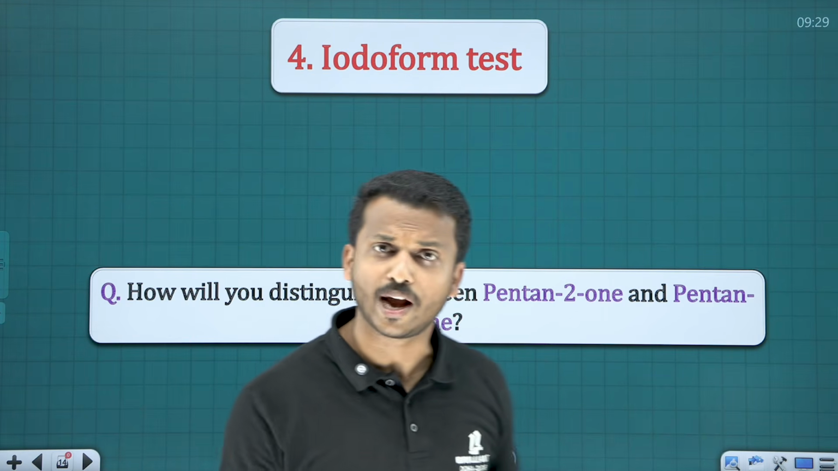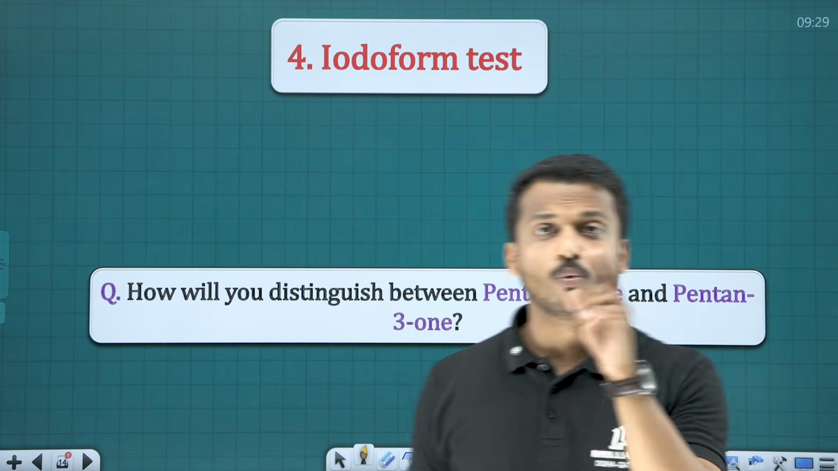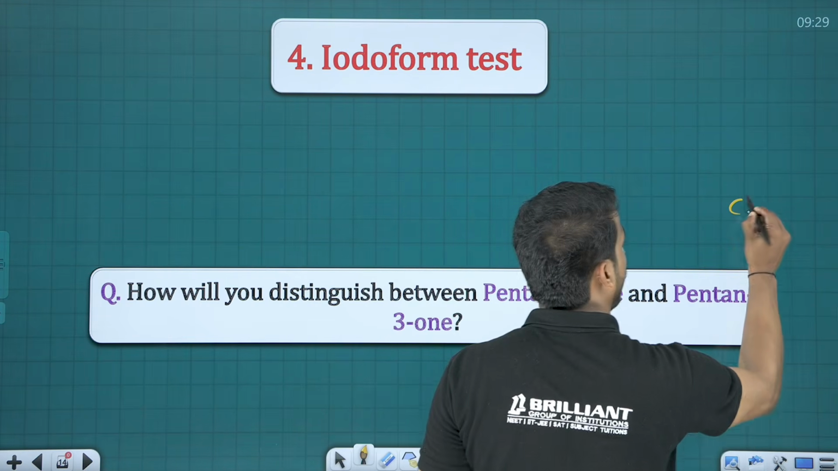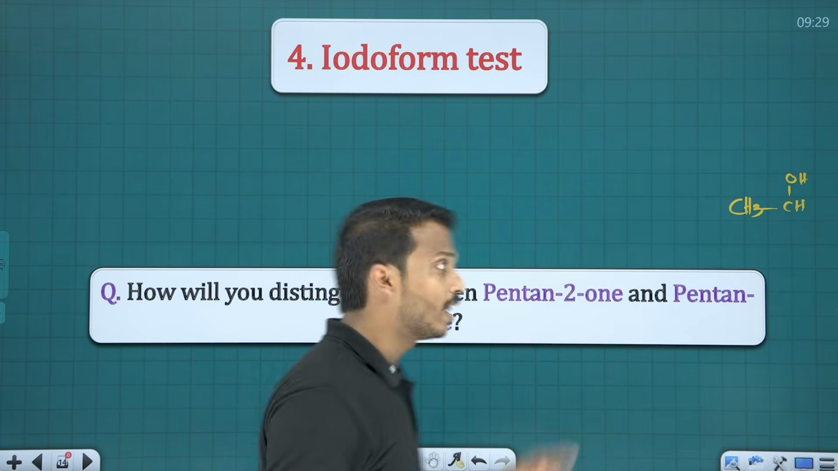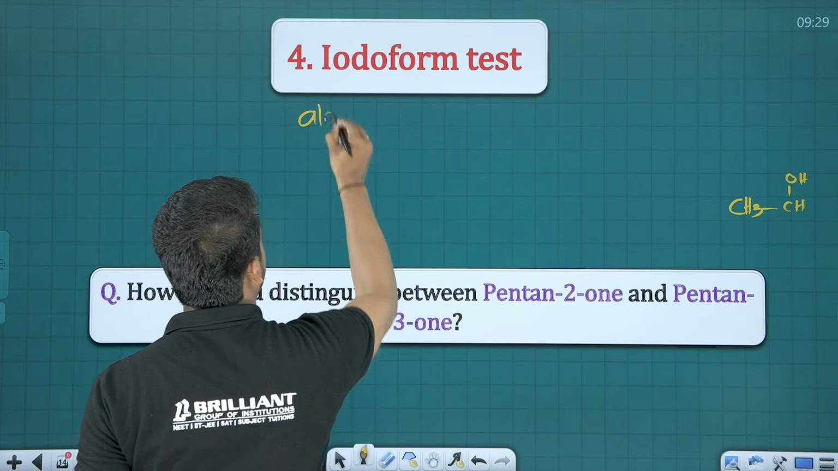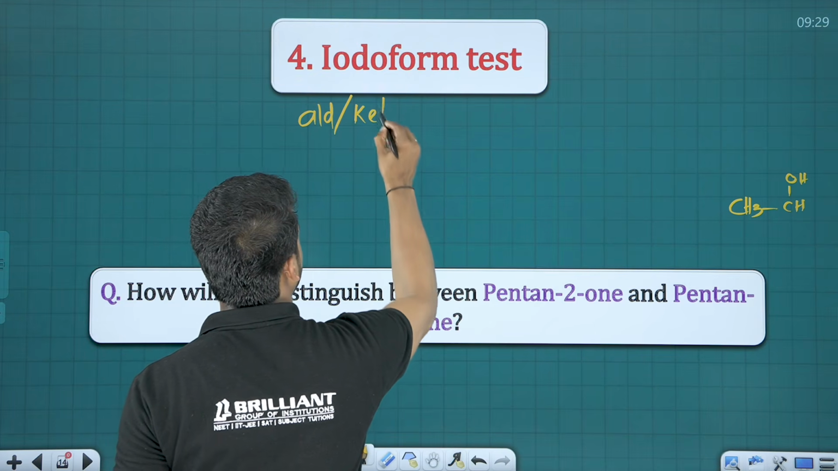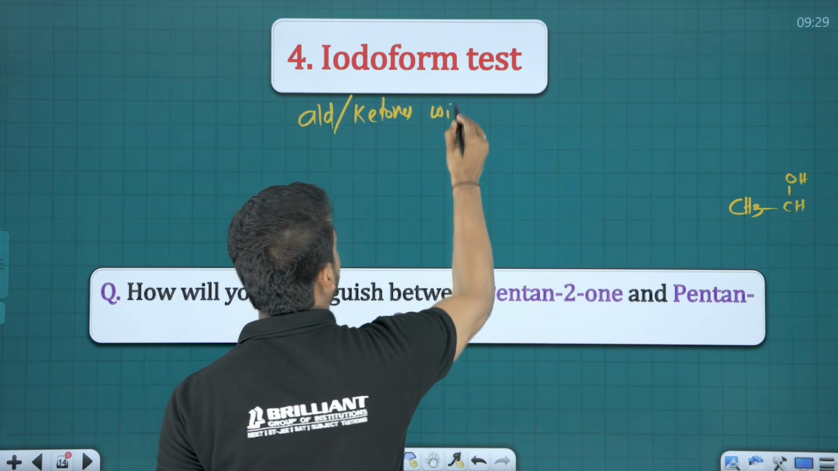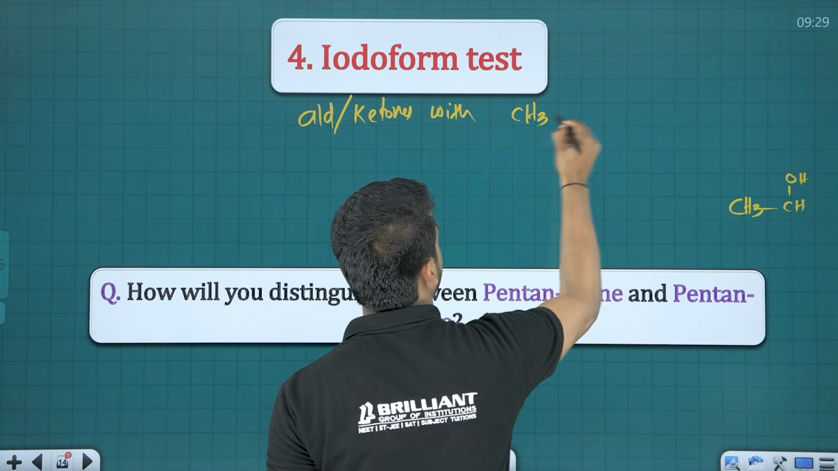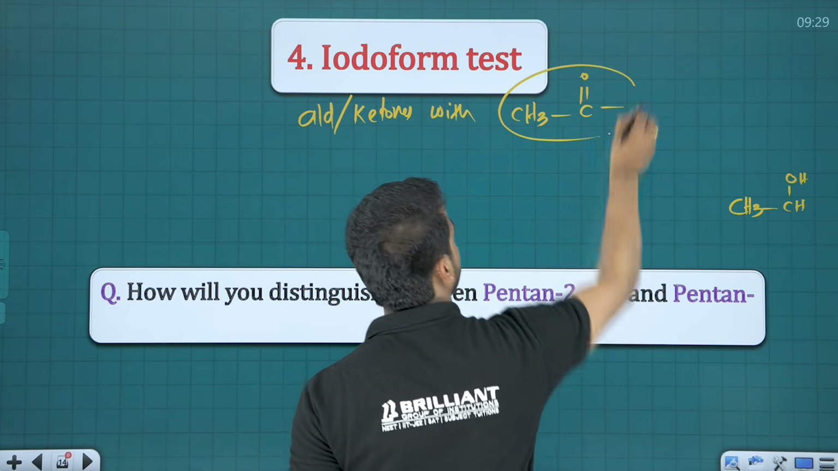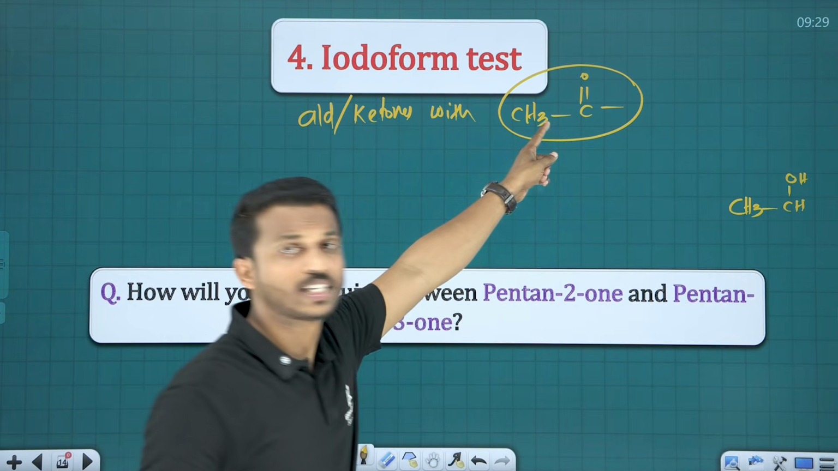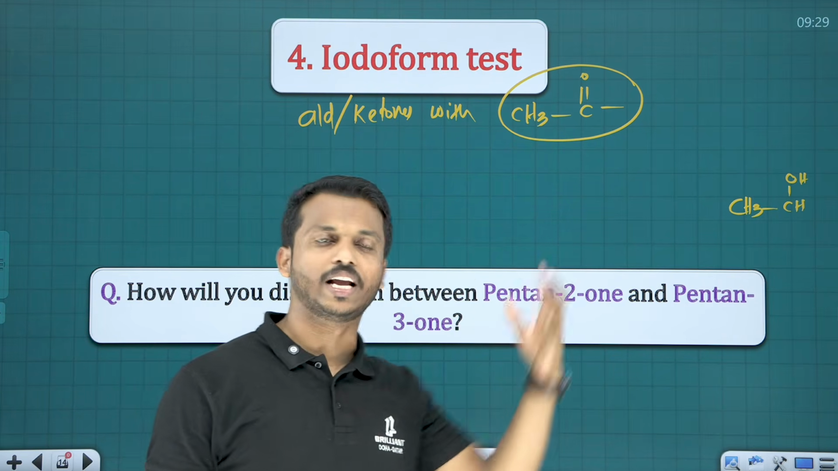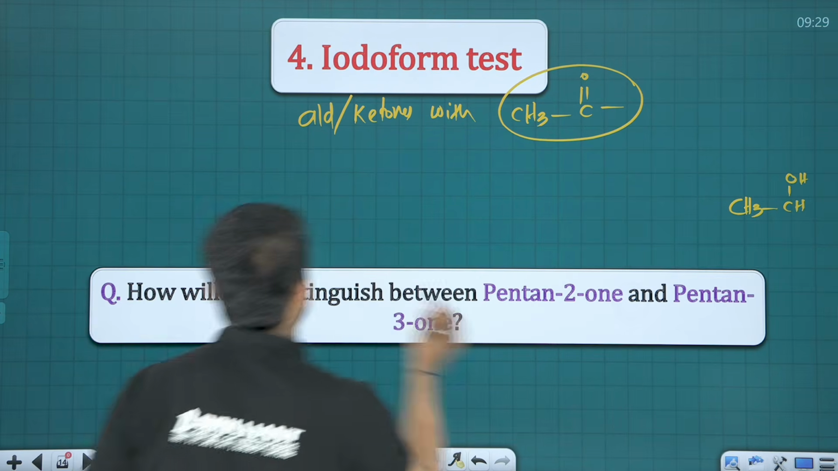Careful. We have one more, iodoform test. We discussed iodoform test in alcohol already, right? Where the compound contains CH3CHOH. Dear, iodoform test is given by aldehydes and ketones also, with a specific group CH3C=O. If it is an alcohol, it must contain this group. If it is an aldehyde or ketone, it must contain this group.